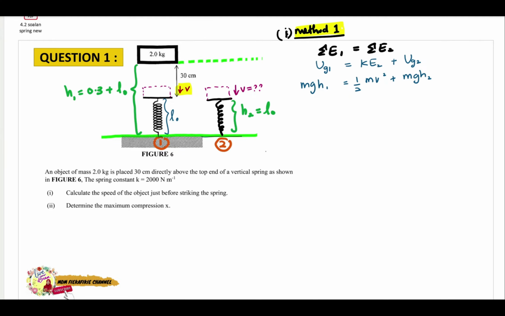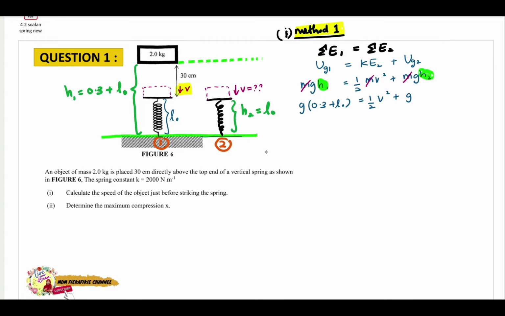Okay, so if we want to cancel, can we cancel m? So yes, we can cancel m. So now, in this case, look at here, what is the value of H1? What about H2? So we need to substitute. So H1 for us is 0.3 plus L0. 0.3 plus L0 equals half V squared plus G H2.